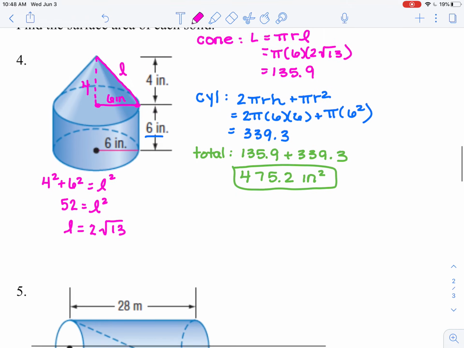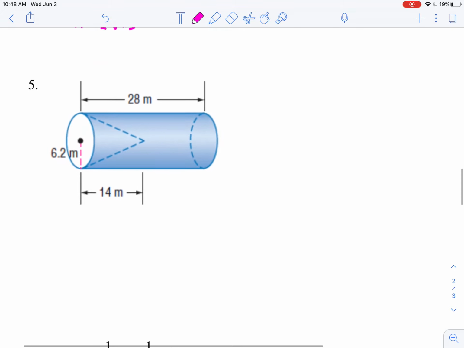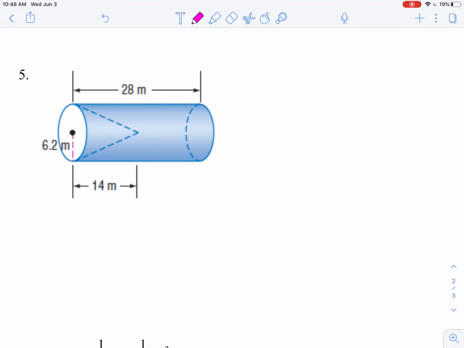In question number 5, we're going to do exactly the same idea. So this picture is also made up of a cone and a cylinder. Imagine this is a cylinder where they took a conical drill bit and drilled out this cone shape on the left side here. This time I'm going to start with our cylinder.